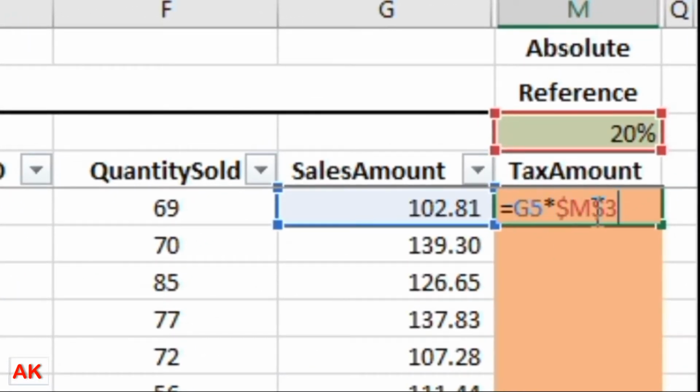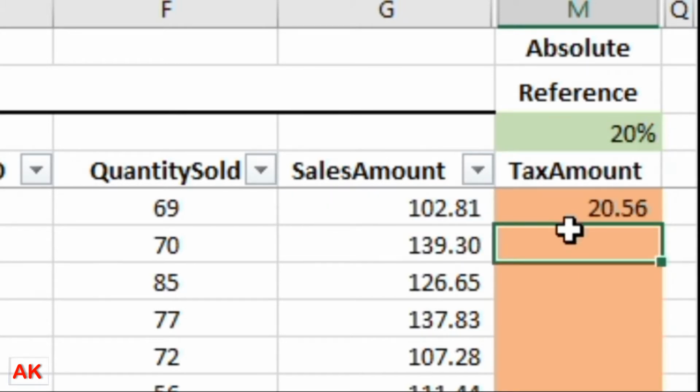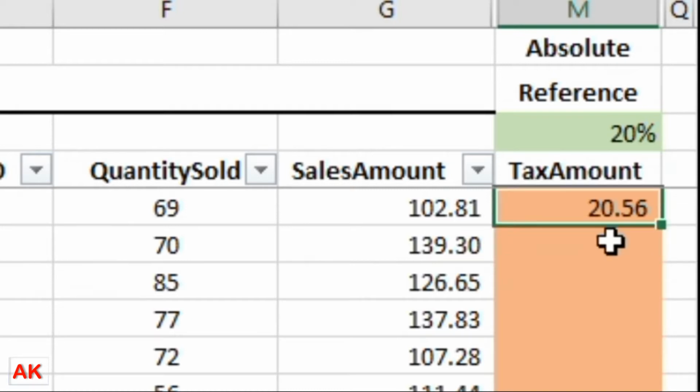The formula equals G5 times $M$3 contains two references. Firstly, G5, a relative reference that points to the sales amount. And secondly, $M$3, a fixed reference that returns the tax rate or percentage. Multiplying the two references then should give us the tax amount.